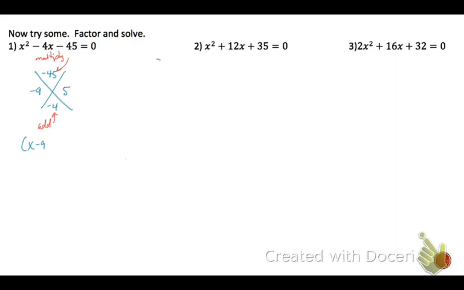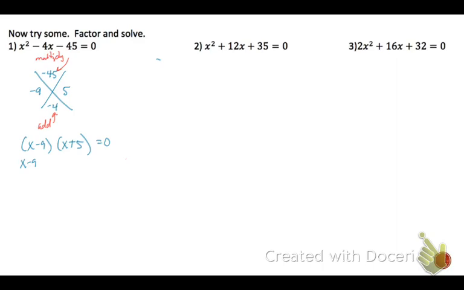So now I know my two numbers that are my factors that go in my two parentheses expressions. Since my first term is x squared, that means I have x minus 9 times x plus 5. If you were to FOIL that back, you would get x squared minus 4x minus 45.